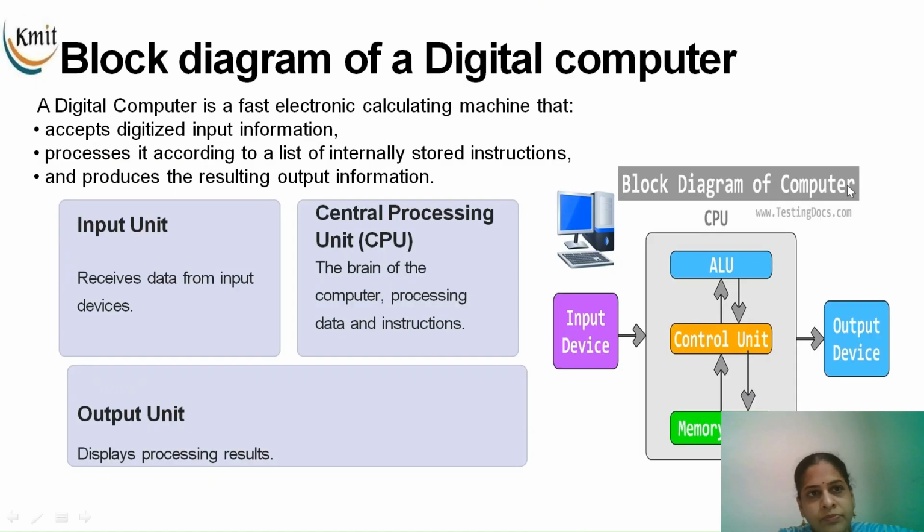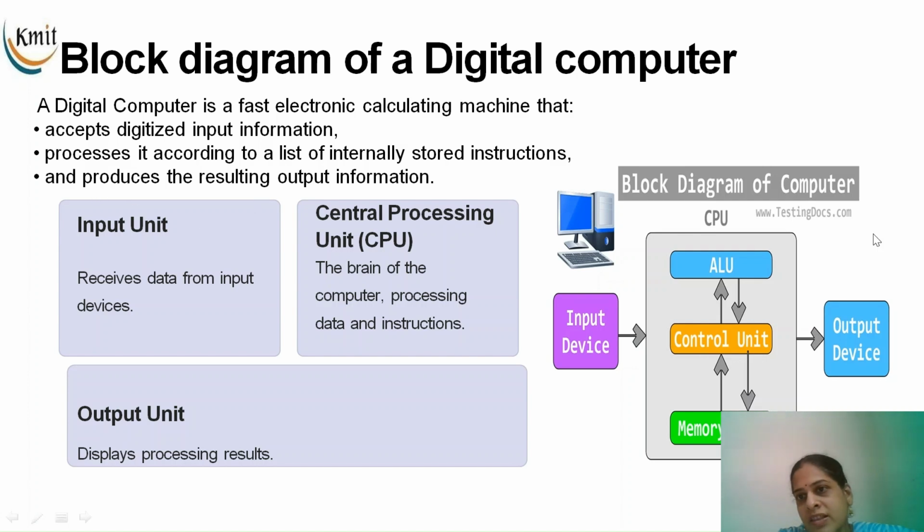Next, coming to the block diagram of a computer. A digital computer is a fast electronic calculating machine which accepts digitalized input information and it processes it according to the instructions which are stored internally and it produces the resulting output.